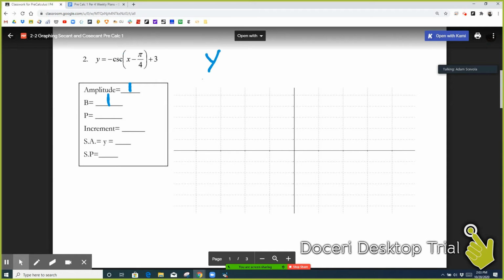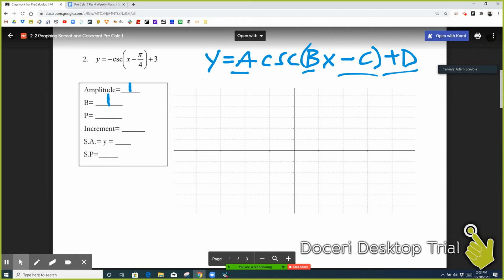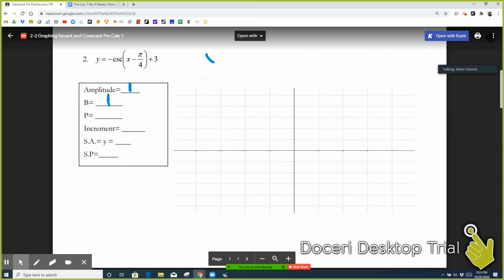All right, remember, this is what a, b, and c represent. So a is the number in front of cosecant, b is the number in front of x, c is what you subtract from bx, and d is what you add at the end. So the period is going to be 2 pi, because the period is 2 pi over b. The period of sine is 2 pi over b, so cosecant is not going to change because it's the same ratio, just flipped. That means the increment is going to be pi over 2, because that's 1/4 of pi, period over 4.